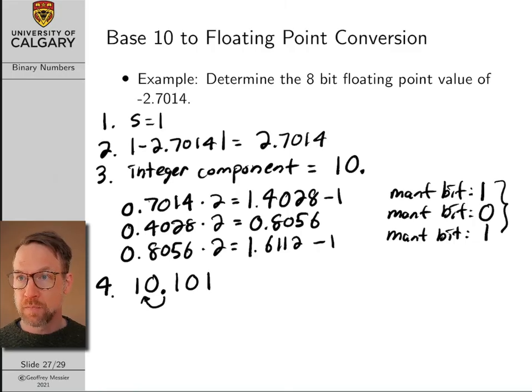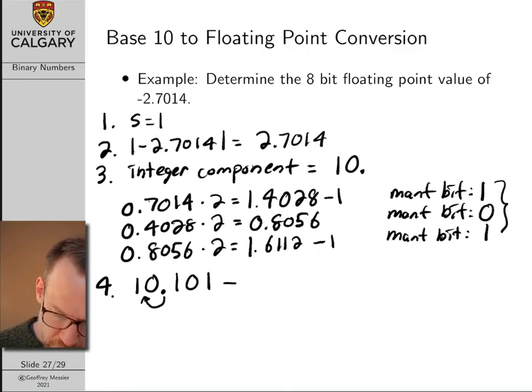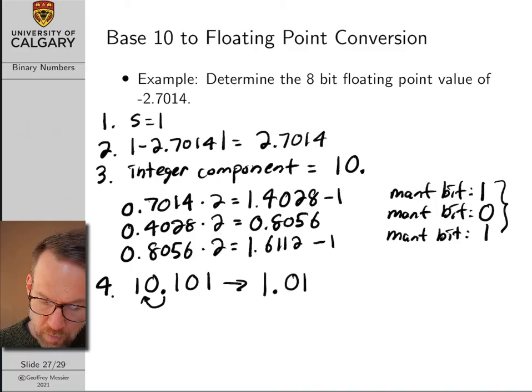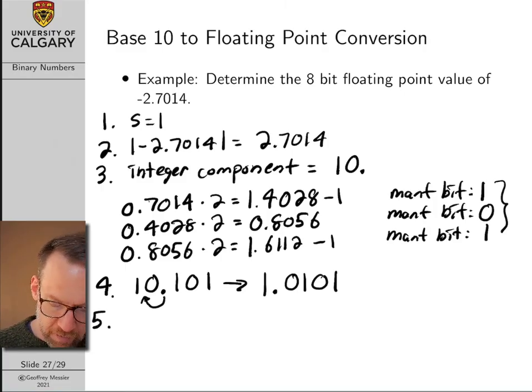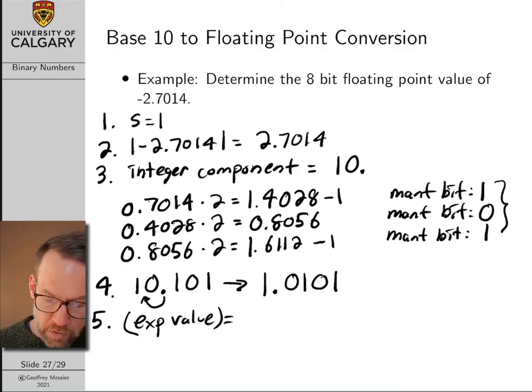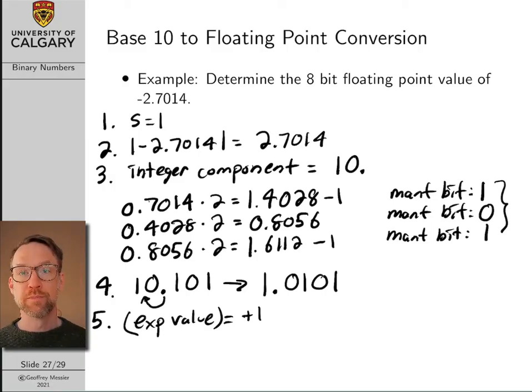And so this means we're going to result in a final mantissa of 1.0101, and we moved our binary point 1 position to the left. Now, since we moved our binary point 1 position to the left, our exponent value is going to equal +1.